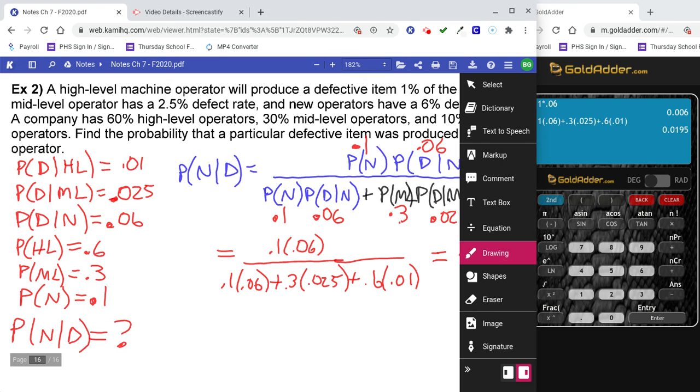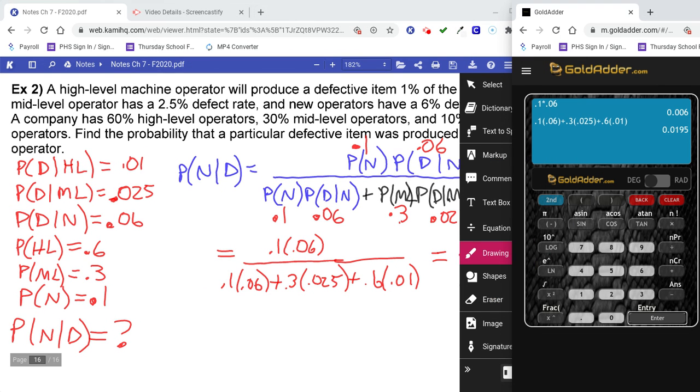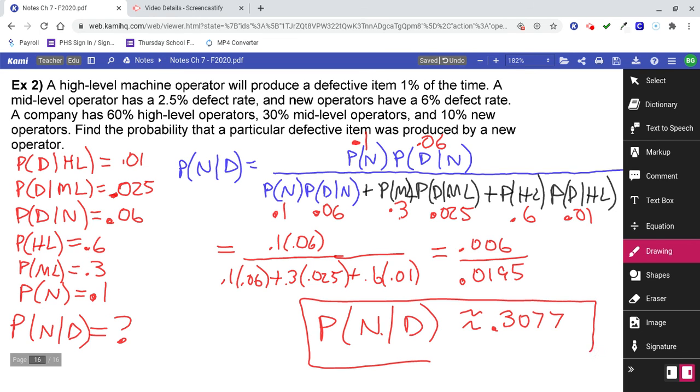0.0195. So then divide that. And you get about 0.3077. Probability of new given defective is about 31%.